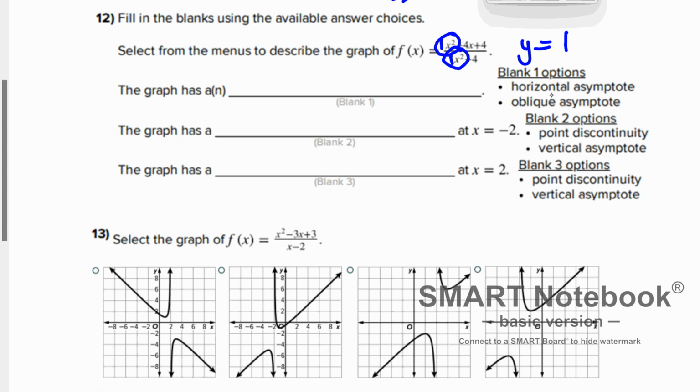So this has a horizontal asymptote. Okay, so then we can go to the next part.